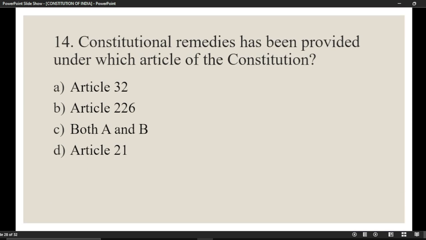Next question. Constitutional remedies have been provided under which article of the Constitution? Right now we talked about the constitutional remedies. If any of our fundamental rights has been violated, we can directly go to the Supreme Court or we can go to the High Court also. So as per Article number 32 and 226, we can claim our constitutional remedies. That means option number C is the correct answer. As per Article 32, we can directly go to the Supreme Court, and as per Article 226, we can go to the High Court for claiming constitutional remedies.